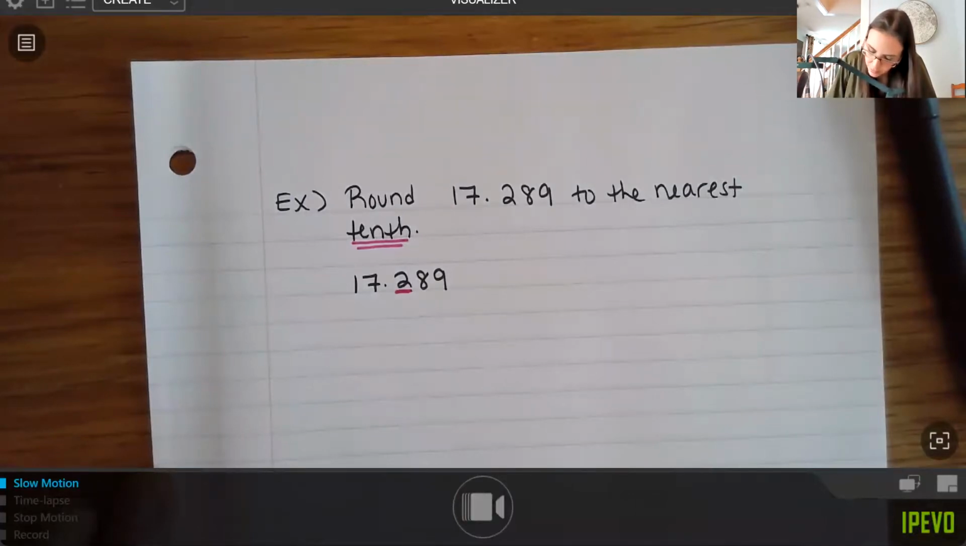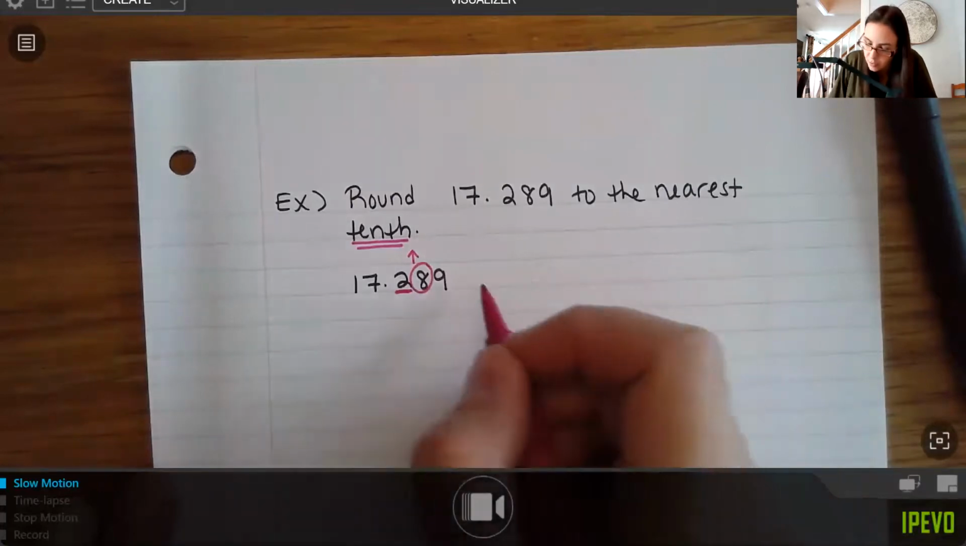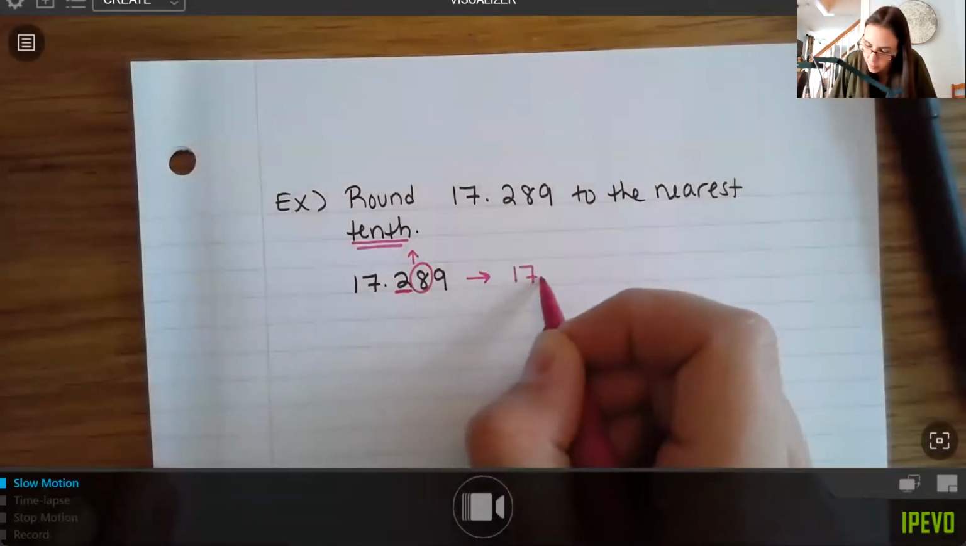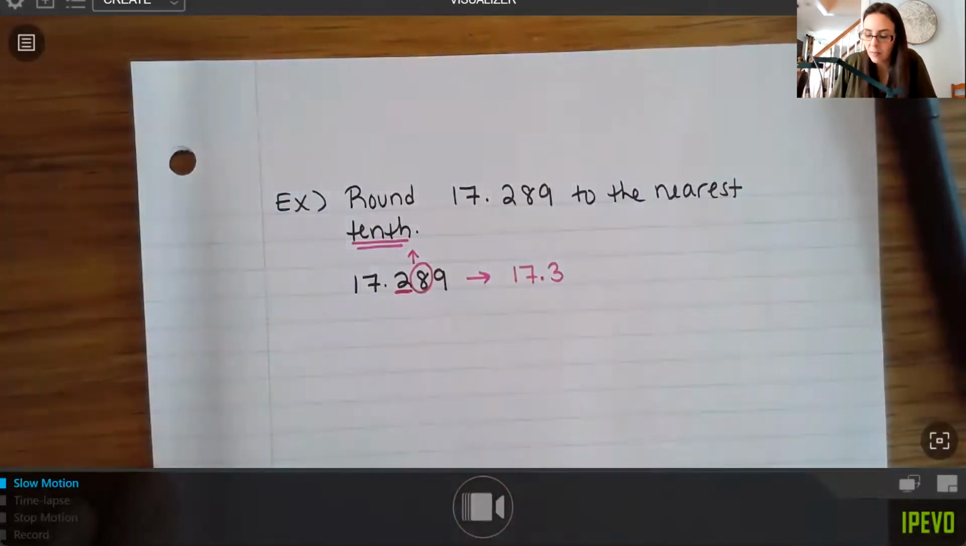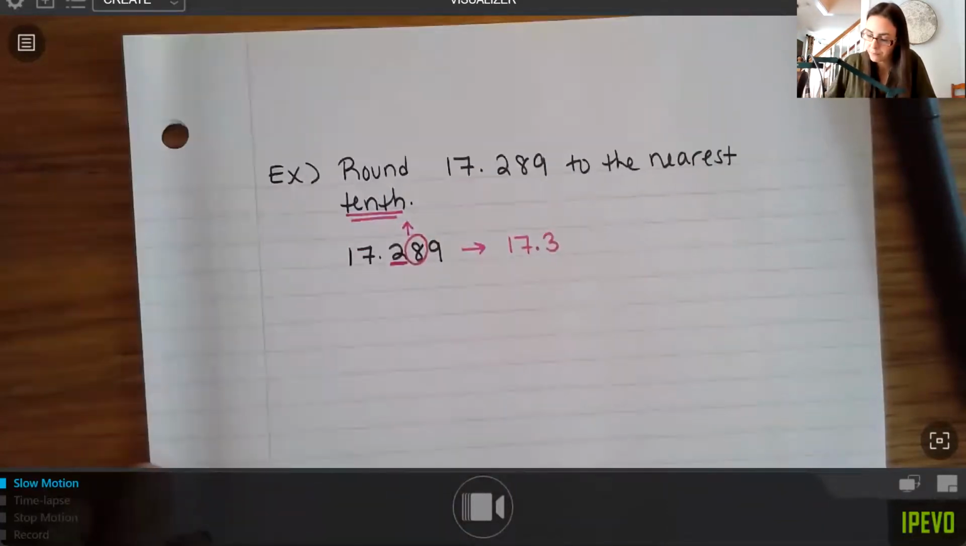So 8 is a big number, right? It's in that 5, 6, 7, 8, 9 category. So it's going to take that 2 and bump it up. So this becomes 17.3. And now instead of making the remaining digits 0, like we did with whole numbers, we're just going to drop them because it doesn't make a difference in the value of the decimal.